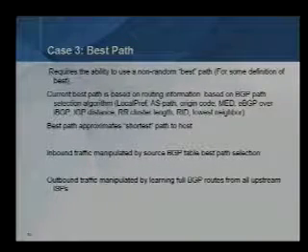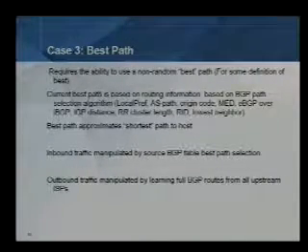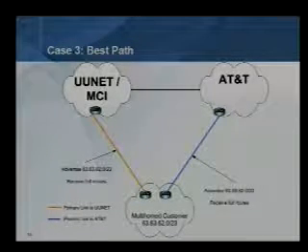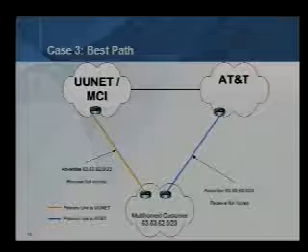In this case, inbound traffic is manipulated by learning a full BGP table from both of your providers and simply allowing BGP to do the right thing. And same for outbound. For outbound traffic, you advertise the same announcement to both of your upstreams and let the far end make the right decision.